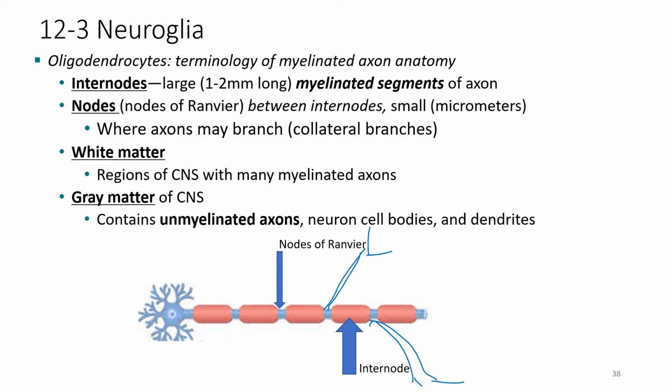As I mentioned before, sometimes we talk about white matter and gray matter in the central nervous system. So white matter is going to be areas of the central nervous system where we have lots of these myelinated axons, and gray matter is going to be areas where we have unmyelinated axons. We are seeing more the cell bodies of neurons and the dendrites.